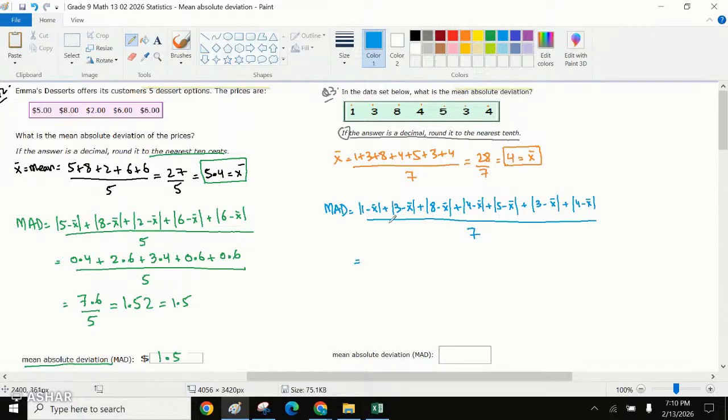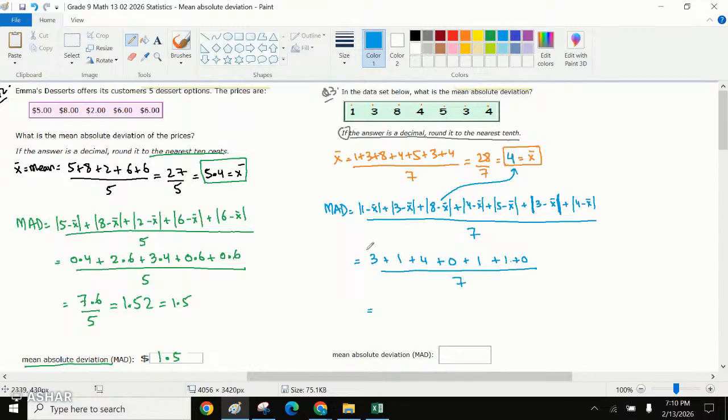So 1 minus 4 is minus 3, becomes positive 3. 3 minus 4 is minus 1, it becomes positive 1. 8 minus 4 is 4, we leave the 4. 4 minus 4 would be 0. 5 minus 4 is 1 with an absolute value. 3 minus 4 is negative 1 with a modulus sign, so it becomes plus 1. And 4 minus 4 would be still 0, divided by 7.